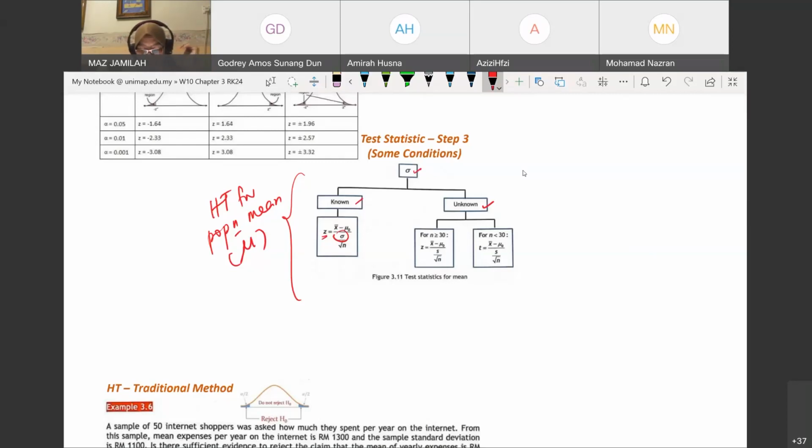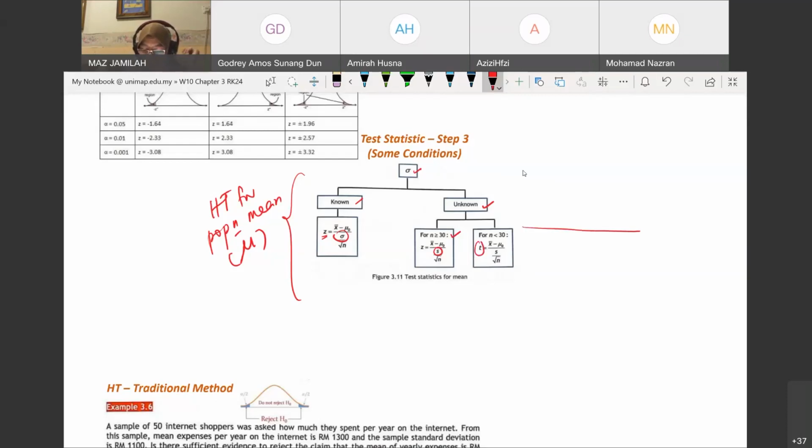If it is unknown, then you will have to look at the sample size of your experiment or investigation. What is the sample size? If the sample size is larger than 30, then your standard deviation will be estimated using the sample standard deviation. If your sample size is smaller than 30, then you are no longer using your standard normal, but you are using your t-distribution.